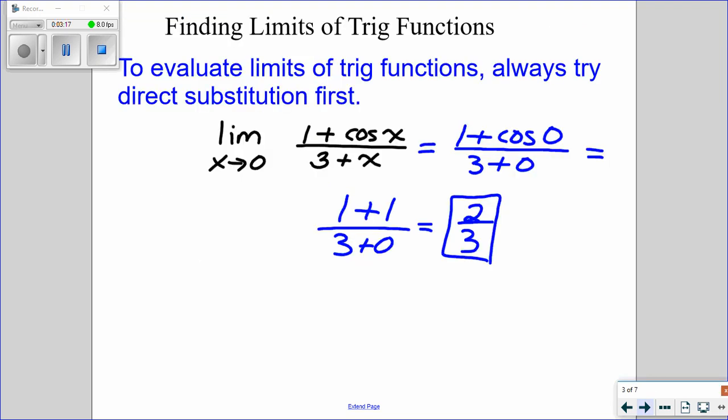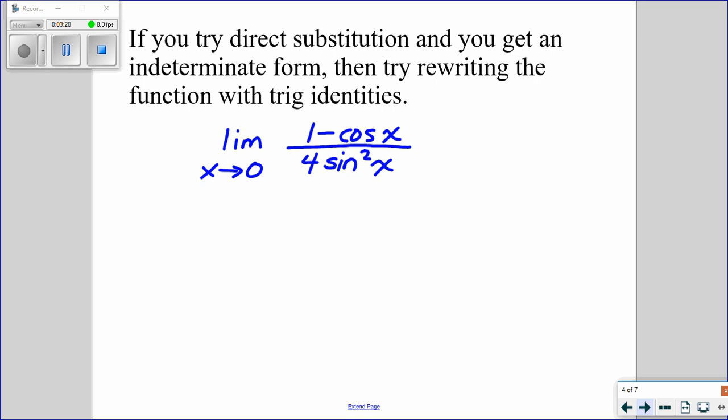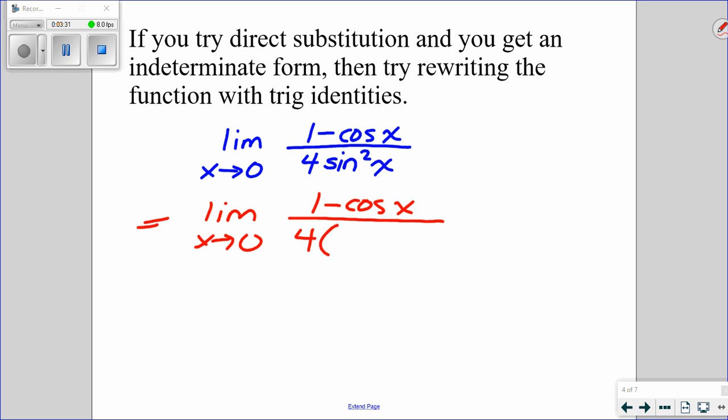All right, so let's go back. So this will become the limit as x approaches 0 of (1 minus cosine of x) over 4 times (1 minus cosine squared of x). And again, that's just replacing sine squared of x with 1 minus cosine squared of x. Okay, now you might be thinking, wait, but that didn't do a whole lot. Well, you can also factor these, okay? So 1 minus cosine squared of x is a difference of squares. So we can actually factor that.